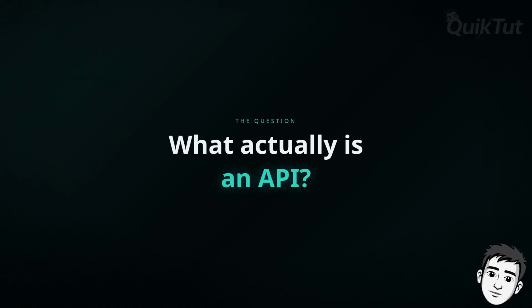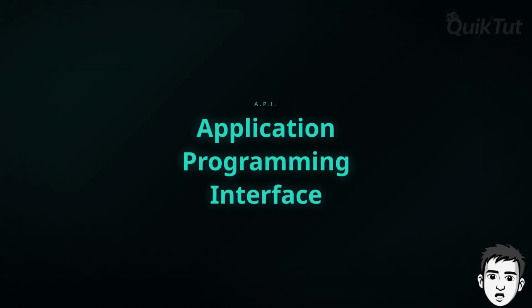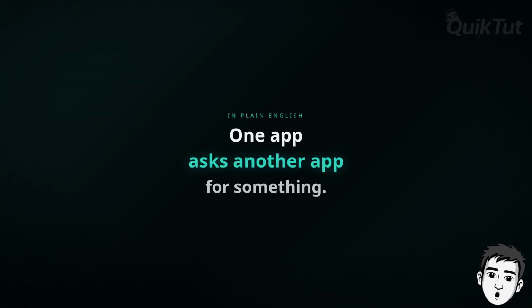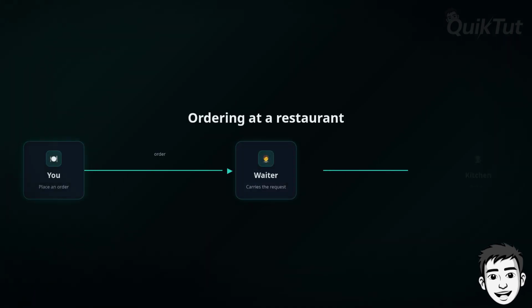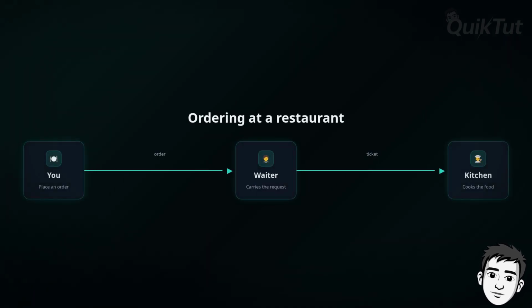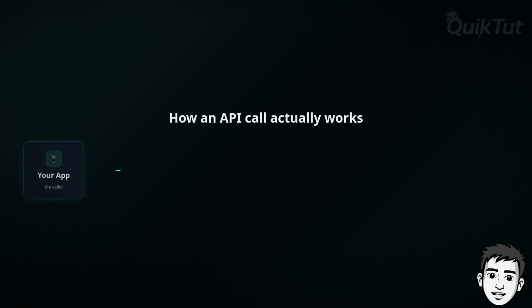So what actually is an API? It stands for Application Programming Interface. And it's how one piece of software asks another piece of software for something. Think of it like ordering at a restaurant. You order from a waiter, the waiter takes your request to the kitchen, and brings the food back to your table. Same idea with software.